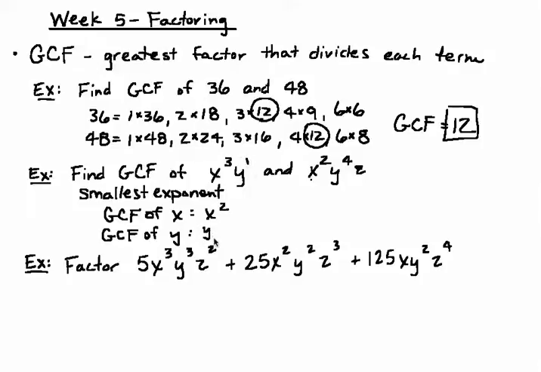And the GCF of z, well, we don't have a GCF of z because it does not occur in both of our terms. It has to be in both for it to be in the GCF. So the GCF of both terms is x squared and y.